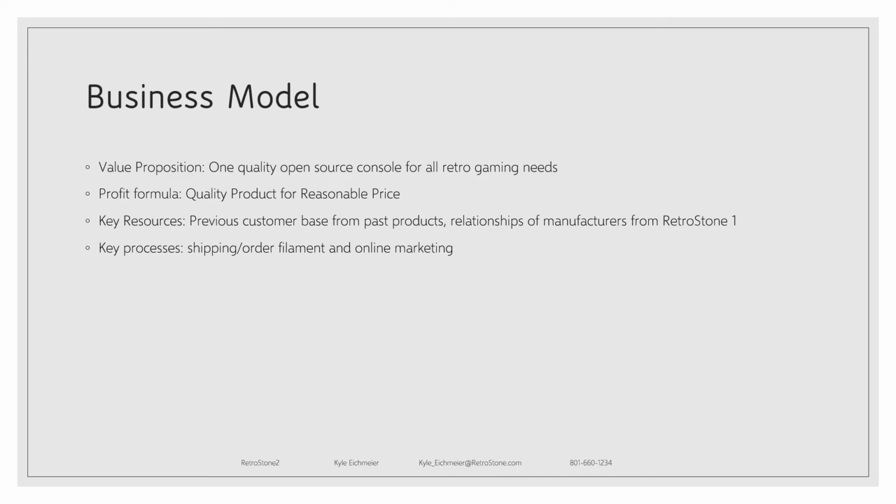Some key resources that we have for our company are previous customer bases from our past products, our relationships with manufacturers from the RetroStone 2, and also we already have a good name out in the market from our previous products. Some key processes that we have down are shipping and order fulfillment and online marketing. This has shown that we know how to do this through the success of our previous products.